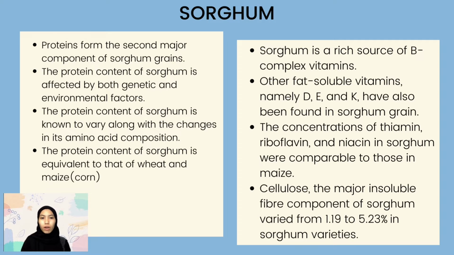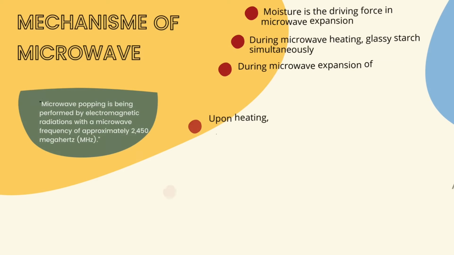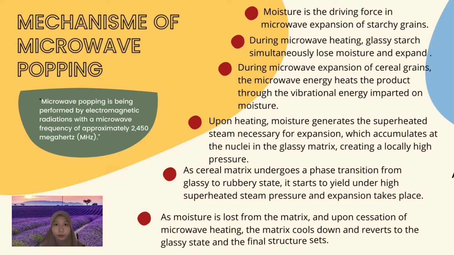Sorghum is also a rich source of B-complex vitamins. Other fat-soluble vitamins, namely D, E, and K, have also been found in sorghum grains. The concentrations of thiamine, riboflavin, and niacin in sorghum were comparable to those in maize. Cellulose, the major insoluble fiber component of sorghum, varied from 1.19 to 5.23% in sorghum varieties. Okay, next is the mechanism of microwave popping.